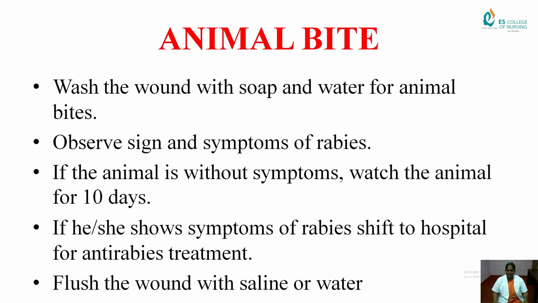Next, animal bite. If the person gets an animal bite, like a dog bite or rat bite, immediately wash the wound with soap and water. Observe signs and symptoms of rabies. If the animal is without symptoms, watch the animal for 10 days. If it shows symptoms of rabies, send the person to the hospital for anti-rabies treatment.